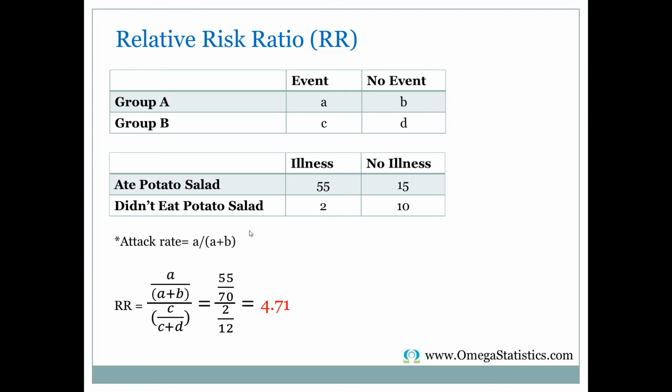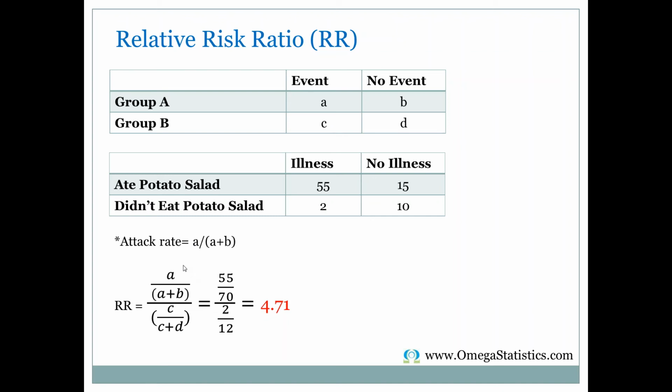So we have that your attack rates would be that. This would be for group A. For group B, it would be C divided by C plus D. That would be your attack rate for group B. I just put A. I put only for group A. So here are our formulas.